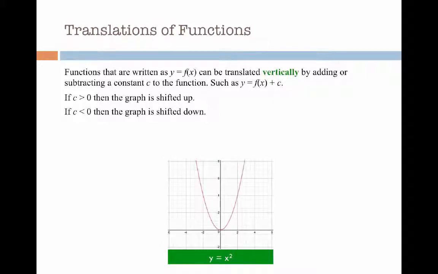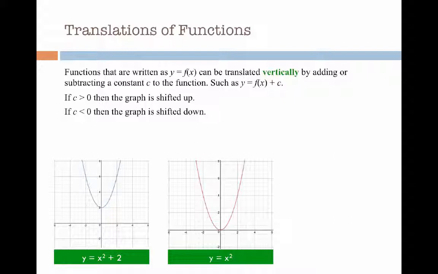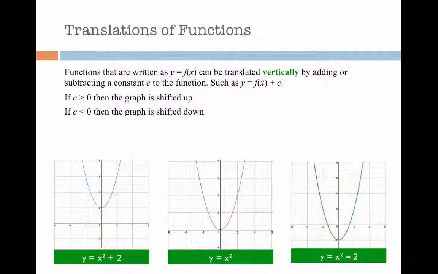Again, we'll start with y equals x squared. If I add 2 to y equals x squared, then the graph will shift 2 units vertically up. If I subtract 2 from x squared, then the graph will shift 2 units down.